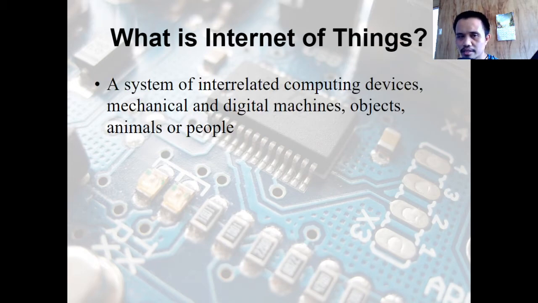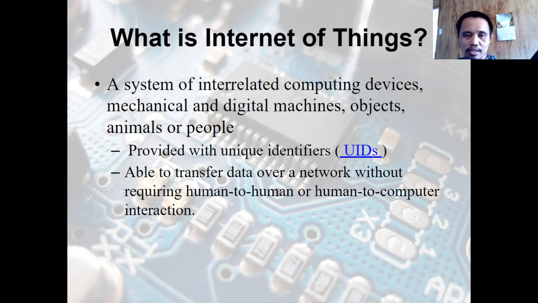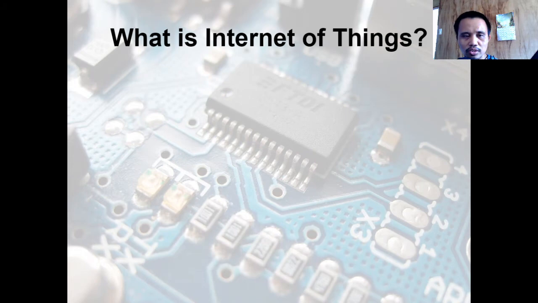So it is a system of interconnected computing devices, mechanical and digital machines, objects, animals, or people that can be provided with unique identifiers or UIDs, and also able to transfer data over a network without requiring human to human or human to computer interaction.